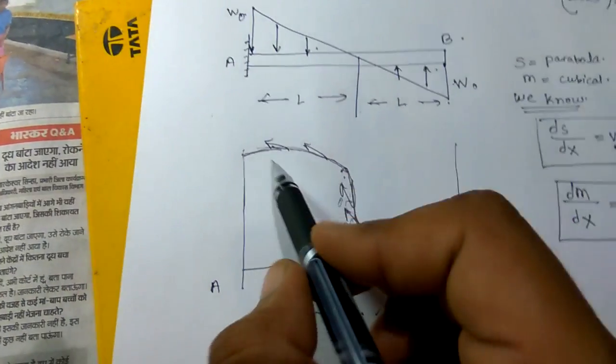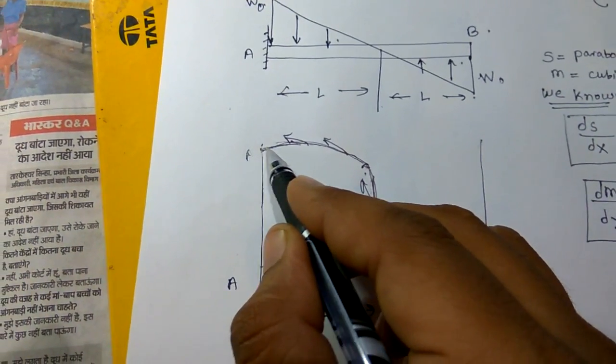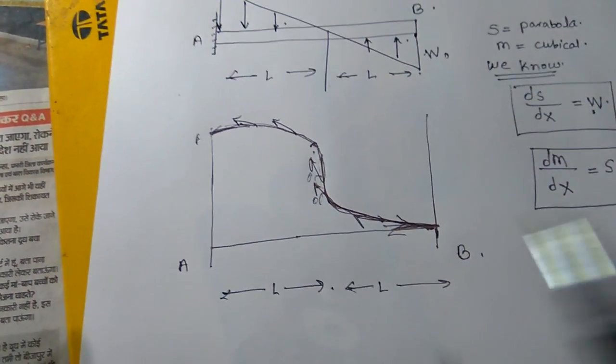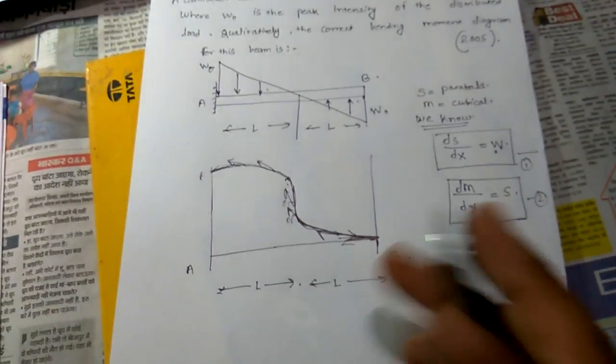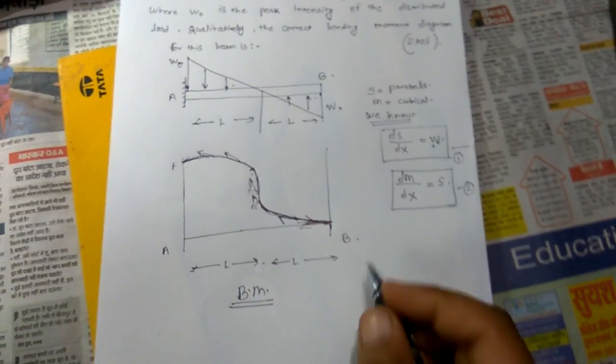And at point A, the shear force will become 0, so the slope of the bending moment diagram is 0 and making an angle of 0 degrees. So this is finally the bending moment diagram of the uniformly varying load.